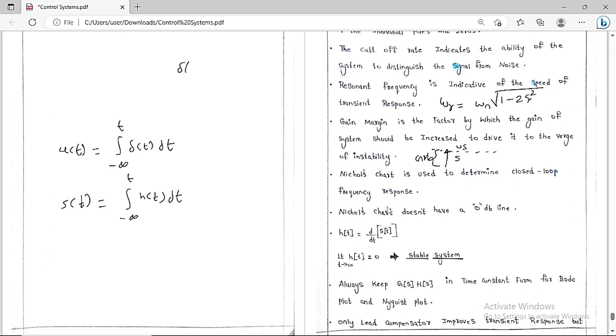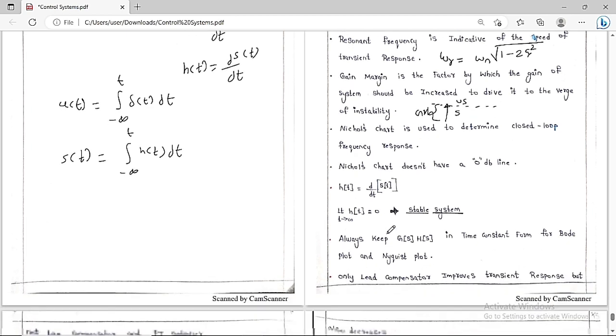Similarly, delta of t is the derivative of the step signal. Similarly, the response is also going to follow the same relation. The delta of t response is h of t and d by dt of u of t response is s of t. So therefore we can say h of t is equal to d by dt of s of t. H of t follows the impulse response and s of t follows the step response.